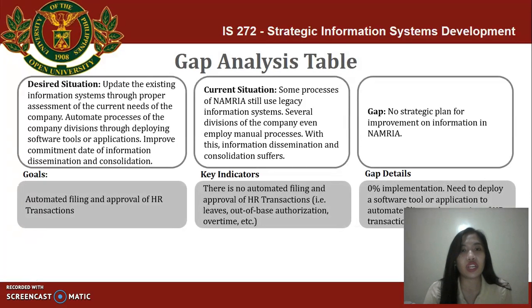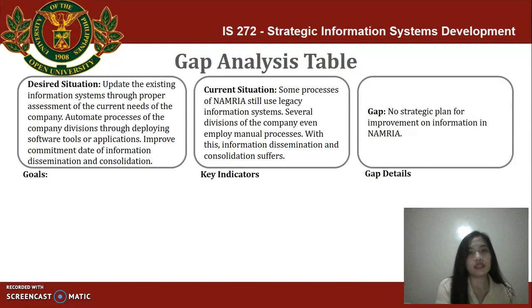First key indicator for the current situation is that there is no automated filing and approval of HR transactions like leaves, OB, and overtime. So our goal here is to automate these HR transactions. For the gap details, there is no implementation yet. Thus, they need to deploy a software tool or an application to automate the filing and approving of HR transactions.